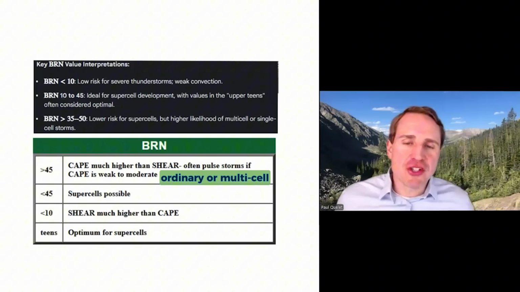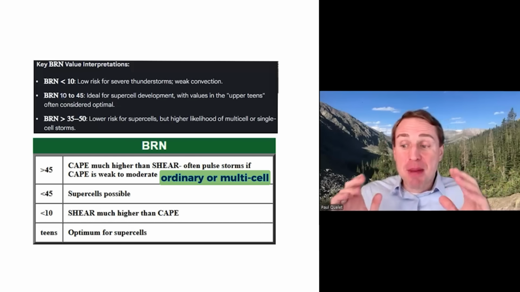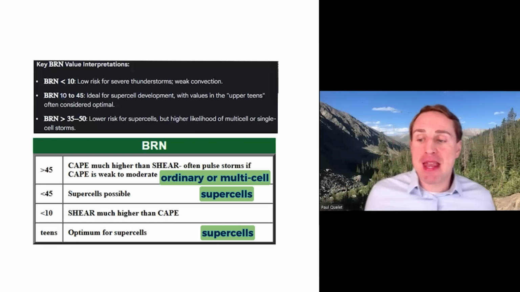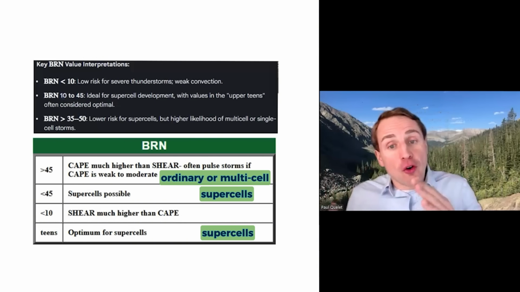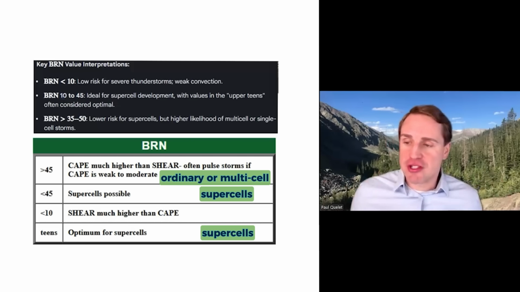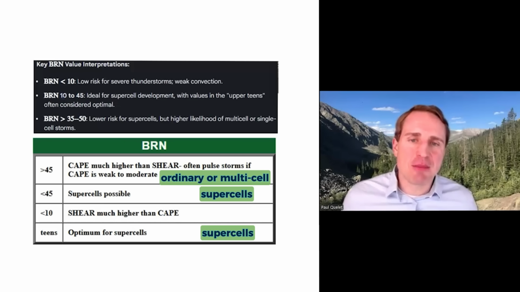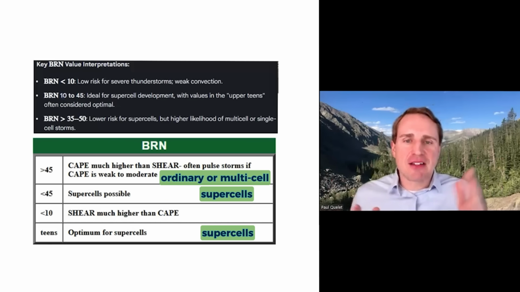Whereas a bulk Richardson number that's kind of in the middle, especially in the teens, that tends to favor supercells. So that's what many studies have shown over large climatological studies of these storms. So again, where the cutoff points are for the various places in terms of the types of convection, take a look at these two tables, figure out what works for this convective storm matrix.